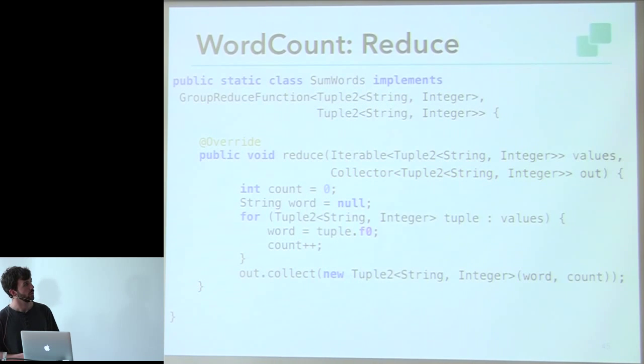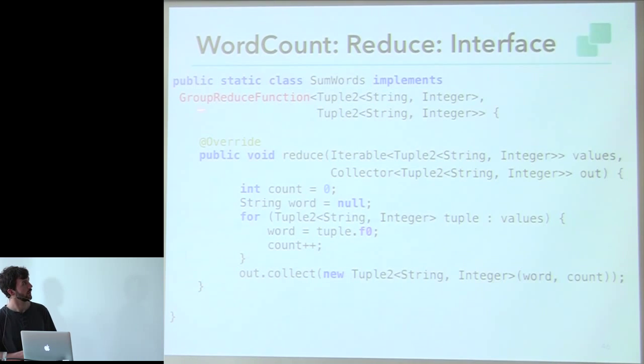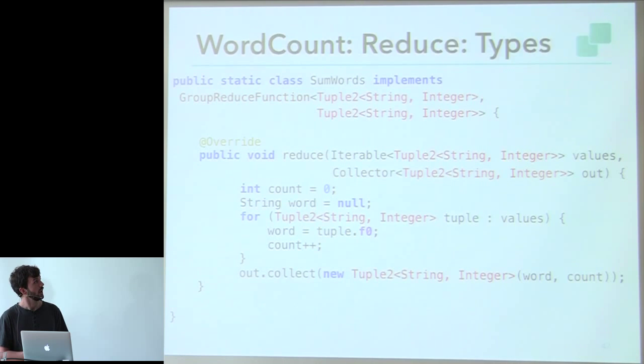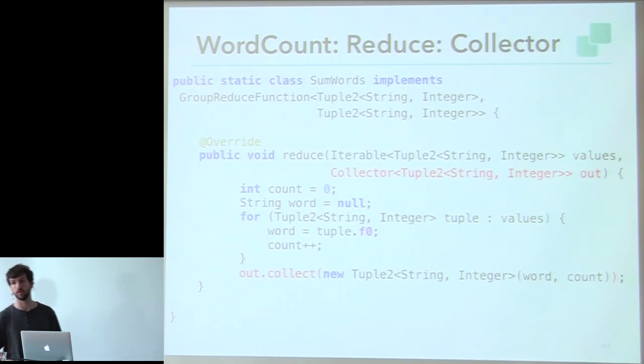And the reducer follows the same logic. For example, we have this group reduce interface. We also have the Hadoop MapReduce style reduce interface, and we have the types. In this case, we get the whole values as an iterable inside the function, so we can iterate over the whole input and produce the output with a call to the collector.